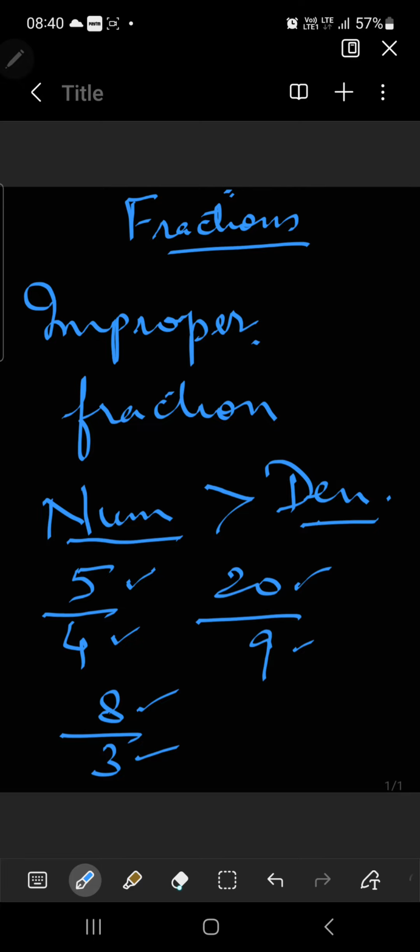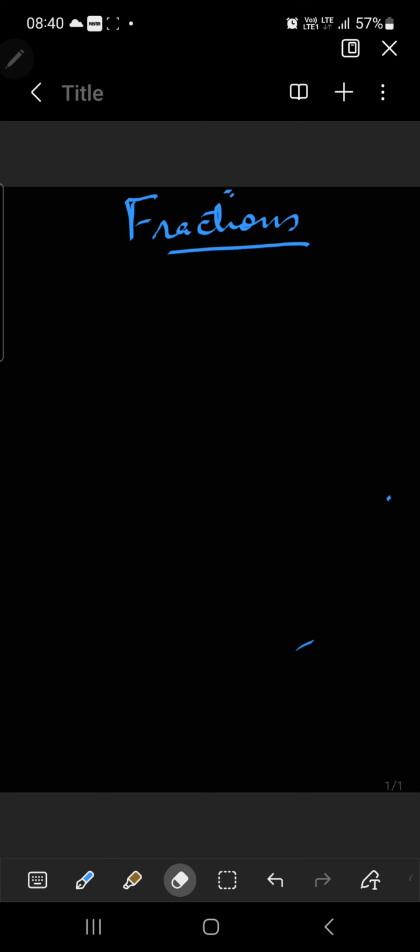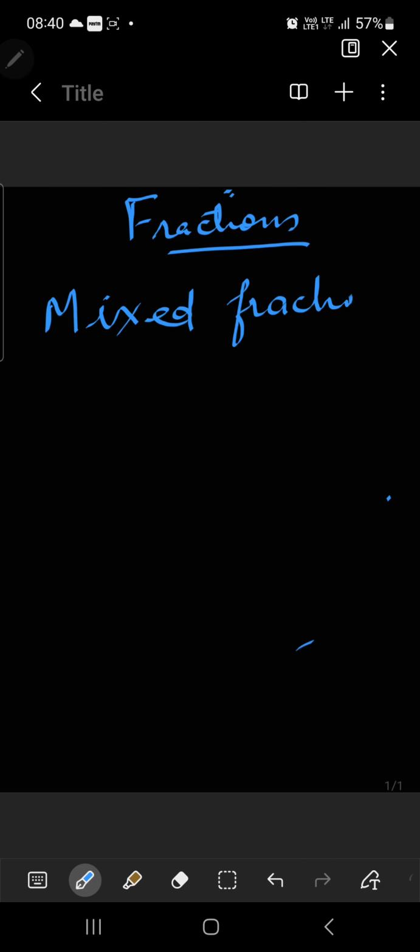Okay. Now moving towards the third type of fraction, which is our mixed fraction. What is mixed fraction? When an improper fraction is written as an integer followed by a proper fraction, that is mixed fraction. What is our improper fraction? In improper fraction, our numerator is greater than denominator.